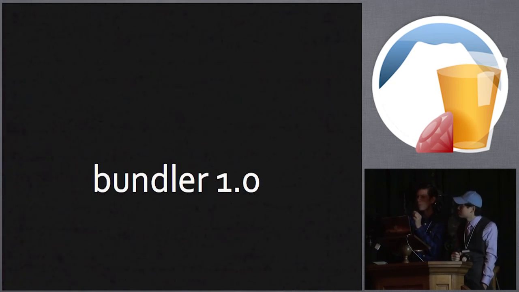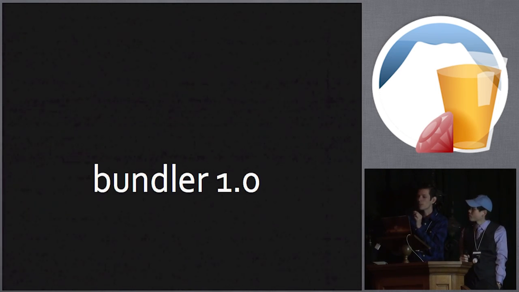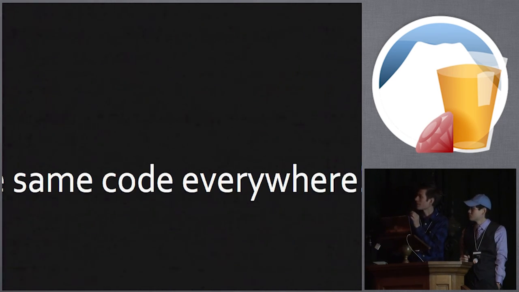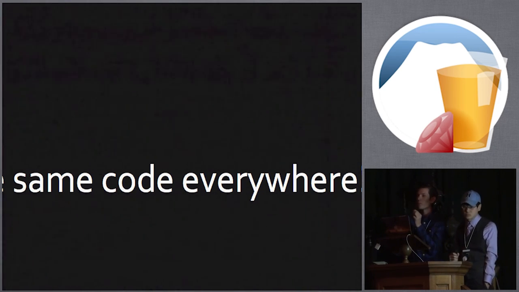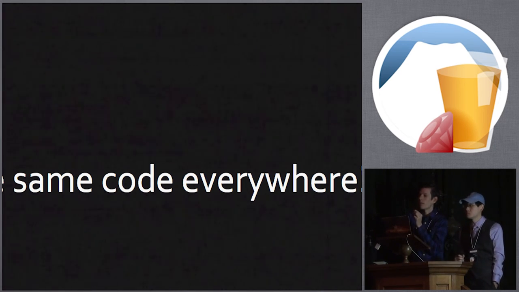So into that world was born Bundler 1.0, and it was a huge ecosystem revolution as far as getting your apps and your gems actually working in development and then actually working in production, with the same code. It was really, really great. You had the same code everywhere that you were running your application. The biggest thing that Bundler 1.0 did was once you had run it in development and you were sure that it worked, you ran it in production and it actually worked with the same code. That was pretty sweet.